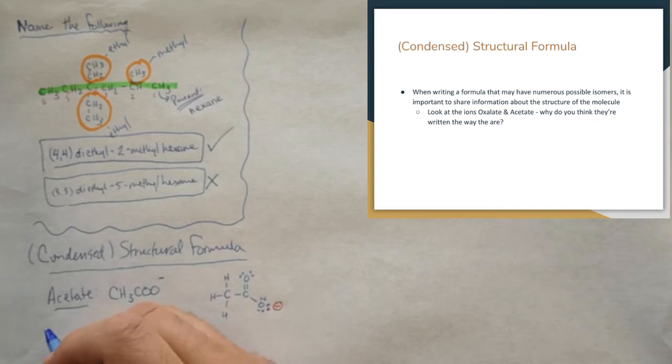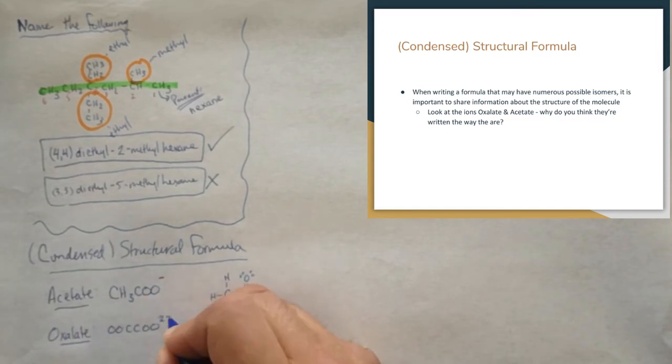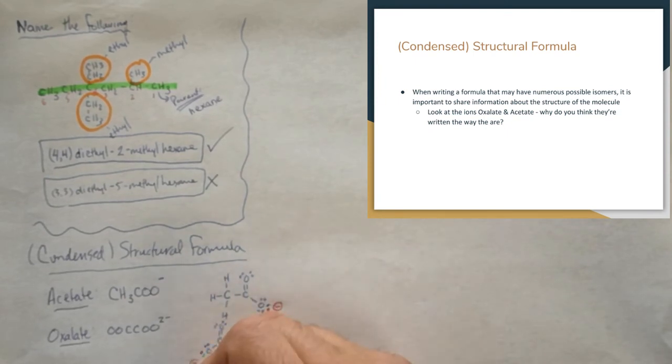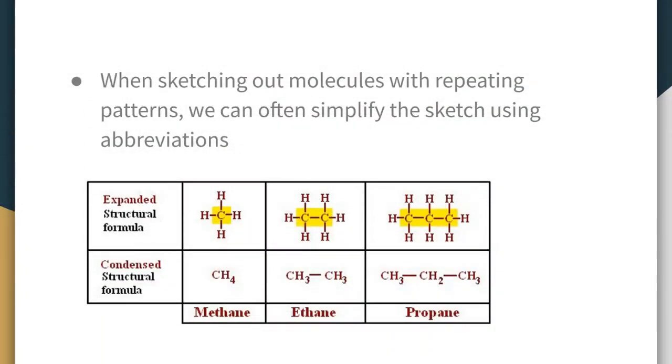Let's take a look at another one. There's a general rule when drawing these diagrams that you're allowed a maximum of 8 electrons, or an octet, around the element in the compound. When sketching out molecules with a repeating pattern, we can often simplify the sketch using abbreviations. Note the expanded structural formula, which we've seen so far, the condensed structural formula, which we've also seen introduced earlier in this video.